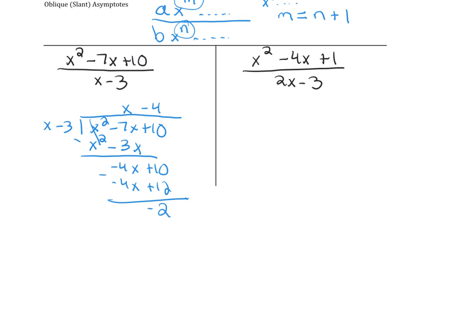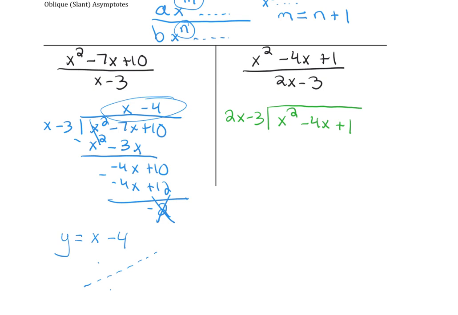Now, the remainder does not matter in finding these asymptotes. What we have as our answer up above, that is our asymptote. We have a diagonal asymptote at the line y equals x minus 4. That's just a linear equation, a linear line, and we're going to have something above and below that asymptote.